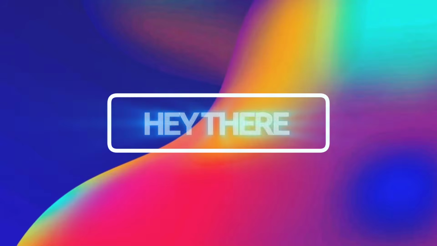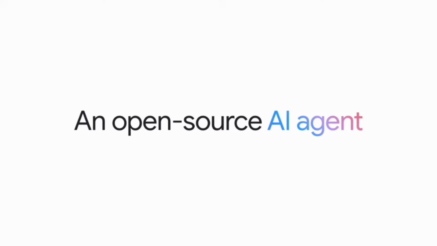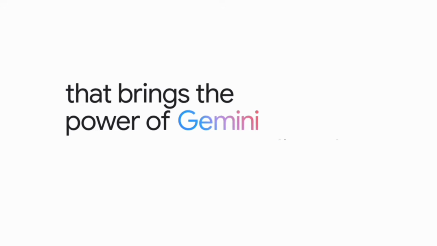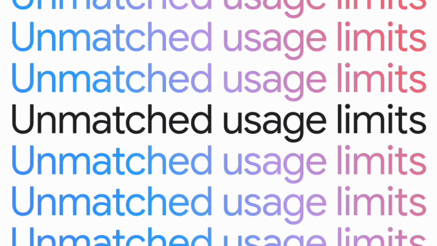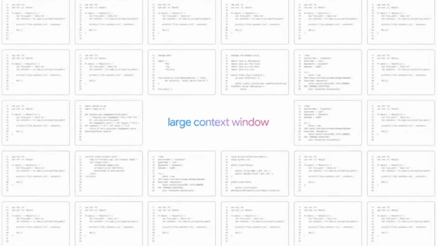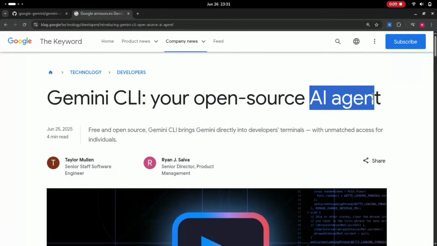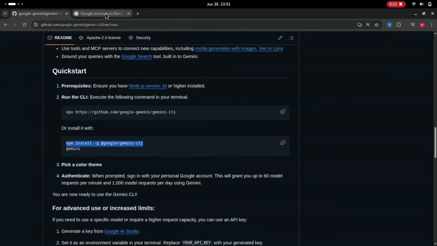Hey there, tech adventurers, buckle up because today we're diving into the super cool world of Gemini CLI, Google's shiny new command line tool that's like having a super smart AI sidekick right in your terminal. Think of it as a coding wizard that writes, debugs, and automates tasks faster than you can say caffeine overload. It's open source, free, and packed with features that'll make your developer life a breeze. Let's break it down with some fun and simple vibes.